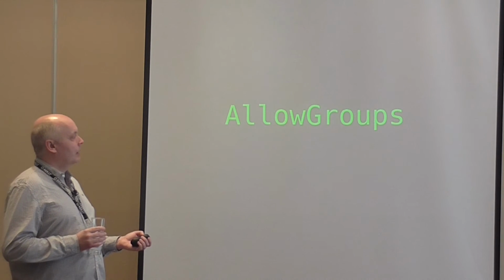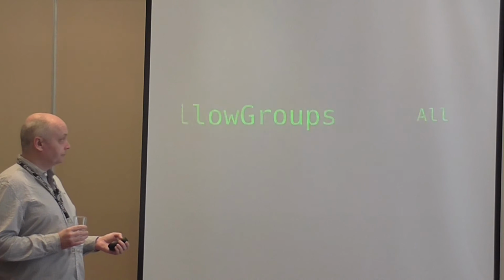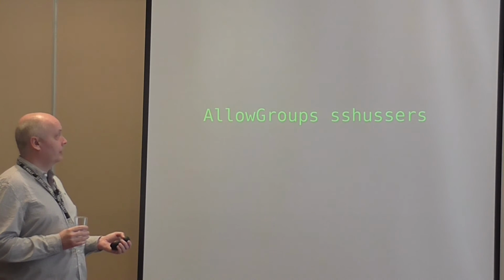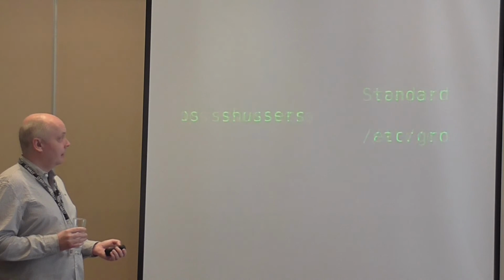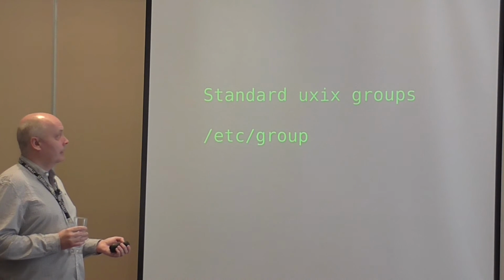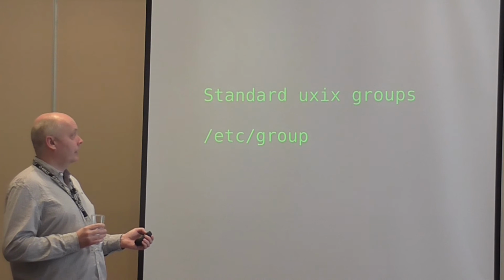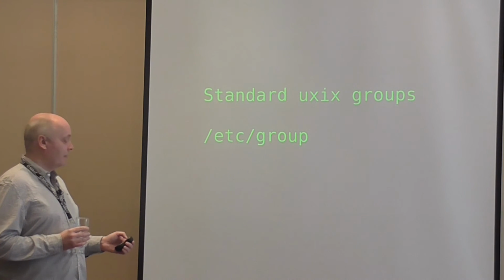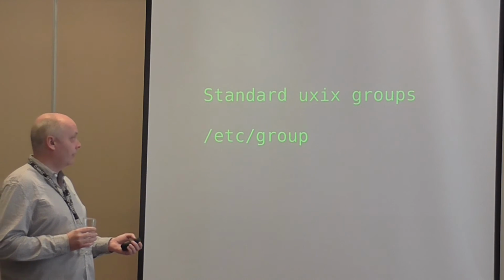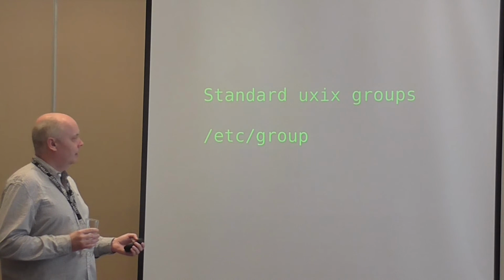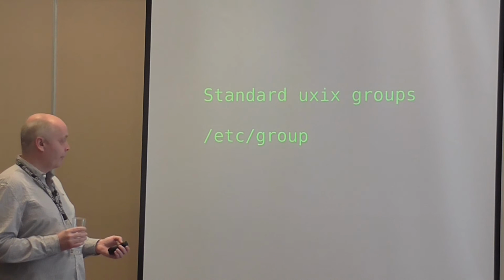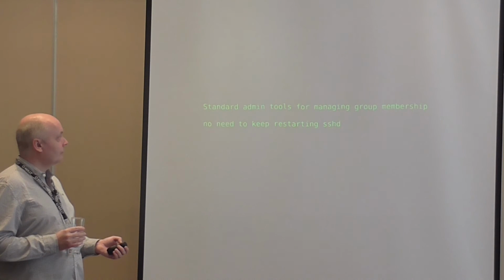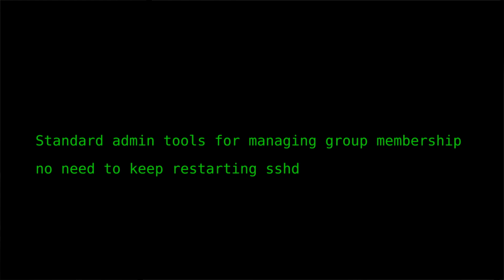A slightly more flexible option is AllowGroups. You could set up a group for people who are allowed to SSH in to this machine, and it's just a standard Unix group in /etc/group. So you can manage that with the normal system tools, and you don't have to restart the daemon every time you want to add a new user to that group. Yeah, so that's basically what that one says.